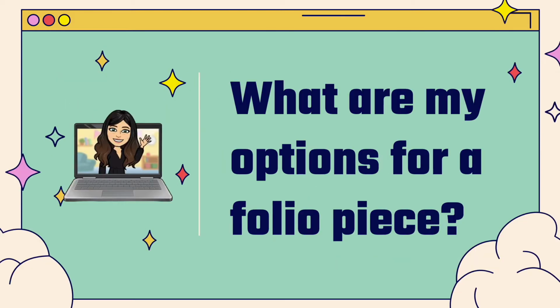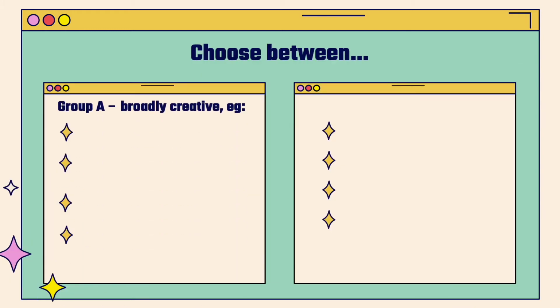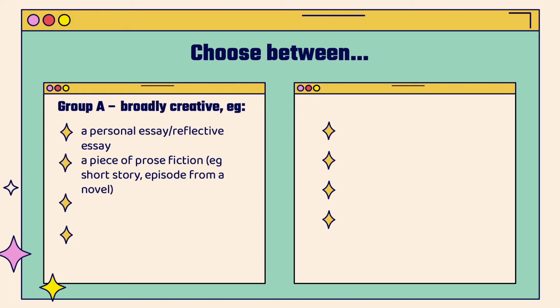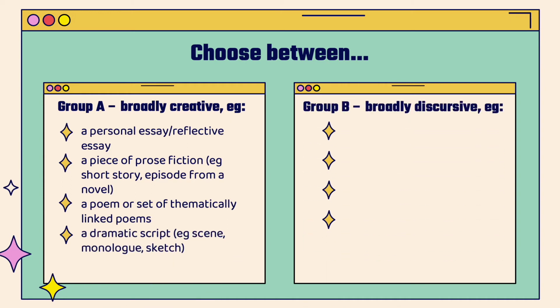Hi, my name's Miss Thompson, and next we're going to look at your different options for your folio piece. So deciding on what type of folio piece you'd like to do is going to be an important step, but you have lots of different options available to you. So the first group of folio pieces is the broadly creative group. In this group we have the personal reflective essay, or a piece of prose fiction, such as a short story or a chapter or episode from a novel, a poem or a set of thematically linked poems, or a dramatic script such as a scene or a monologue.